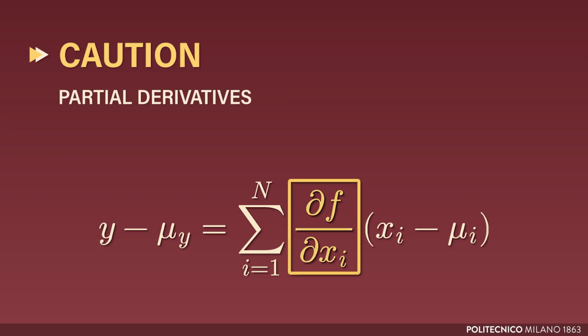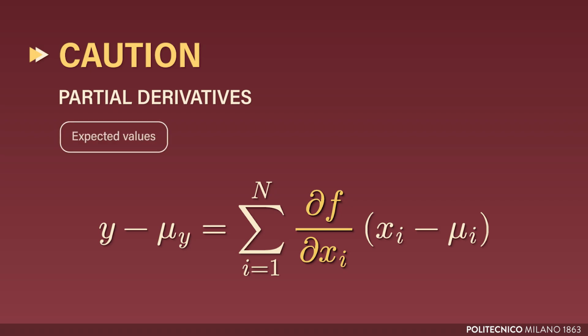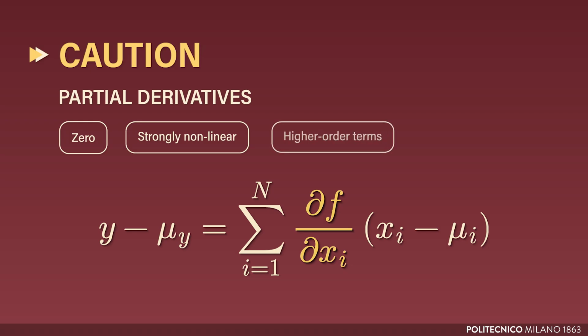The partial derivatives you see in this equation should be evaluated at the expected values of the variables x. These values, however, are not known, so the derivatives are instead evaluated at the measured values, introducing a small unavoidable approximation. If all derivatives were zero, or if a function f were strongly nonlinear, even in the neighborhood of y, it would be necessary to consider higher order terms in the Taylor series expansion. Fortunately, in the vast majority of practical applications, this is not necessary.